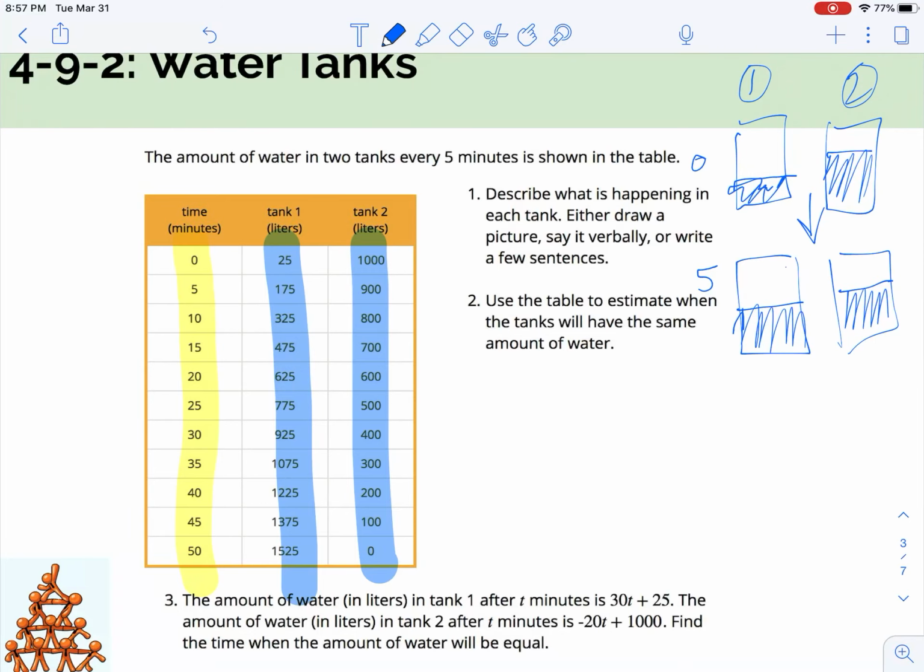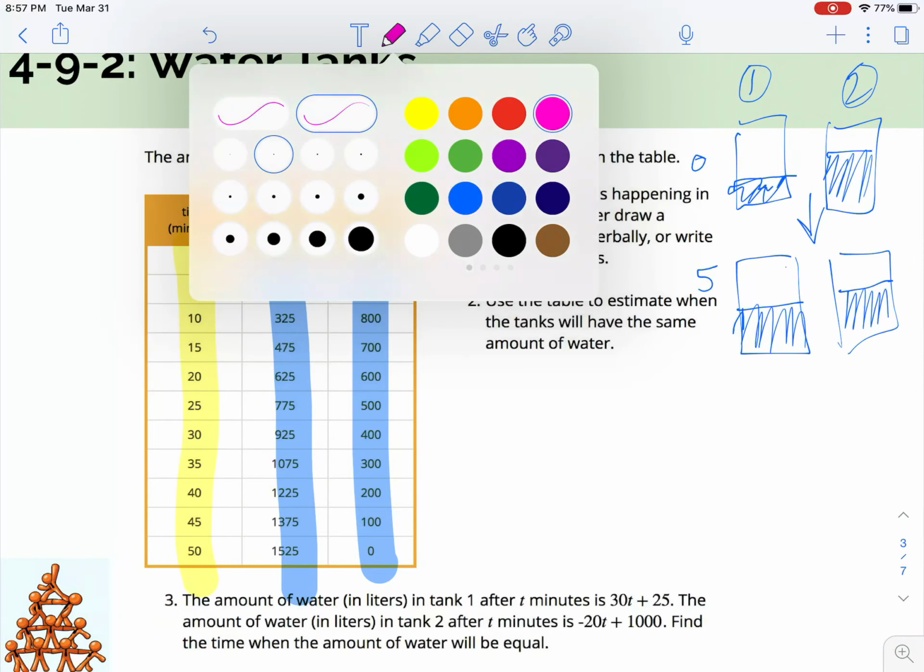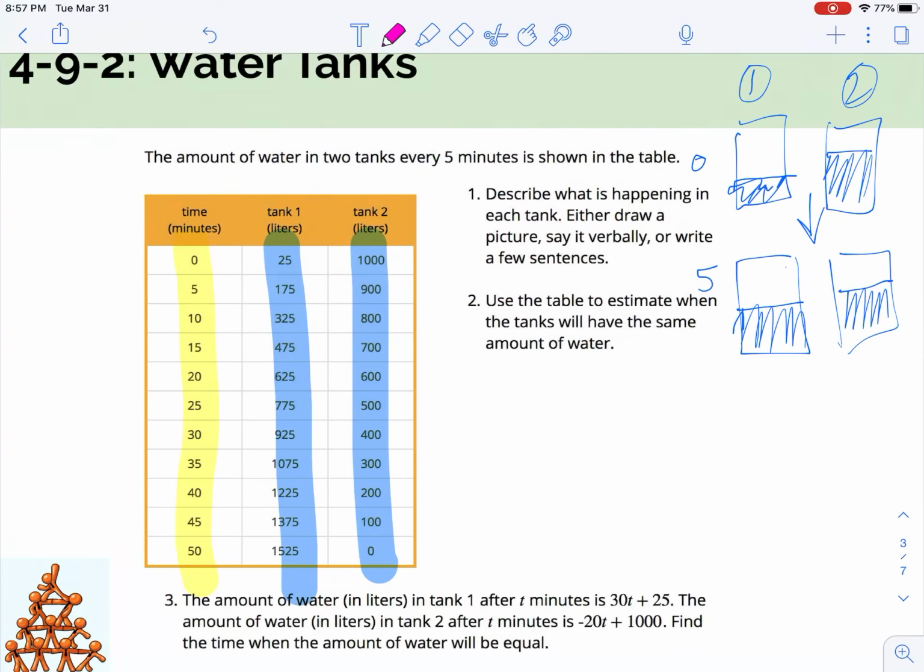So what happens in each tank? Well, one of them is increasing, right? Number 1 is increasing, and number 2 is decreasing in the amount of water. That's pretty much all you need to say.